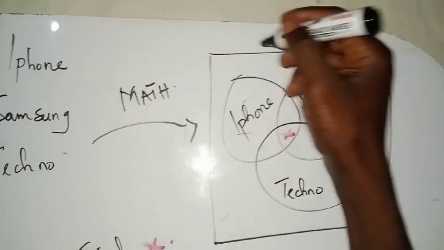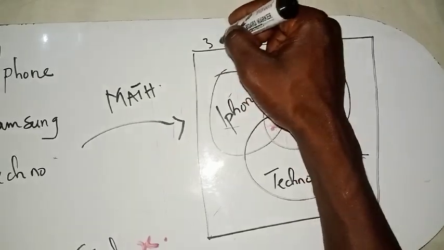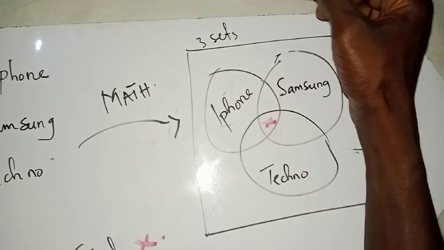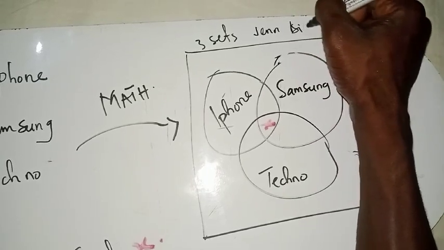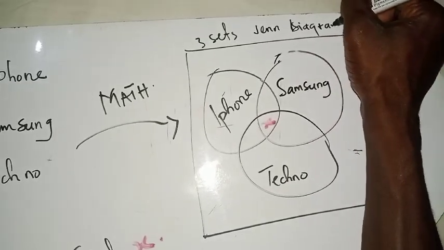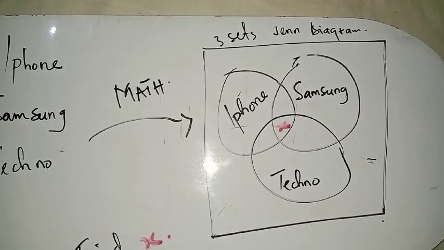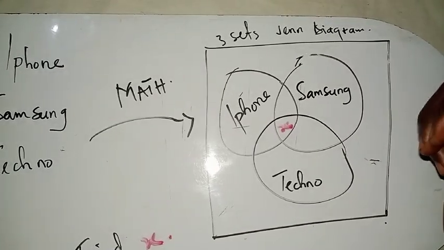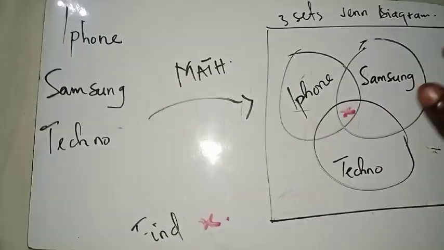Now, this is a three-set Venn diagram. So let's say this is a three-set Venn diagram, right? That is the name of this particular diagram. But the question here is, what type of problem can we use this Venn diagram to solve in real life?